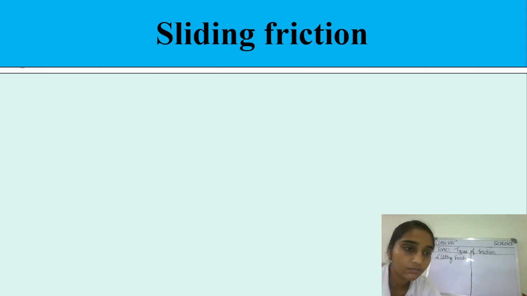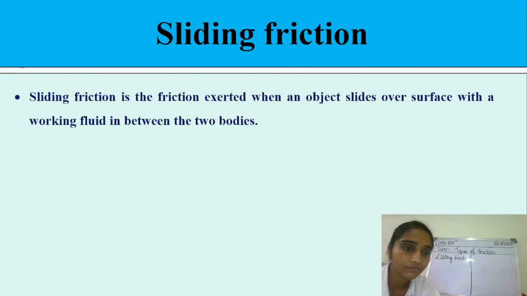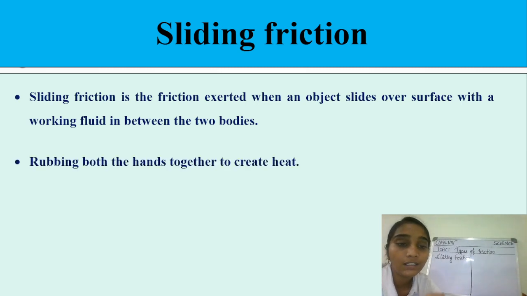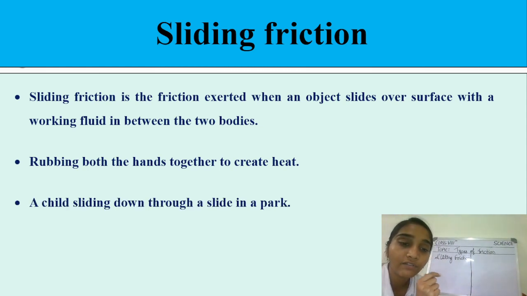Very good, students. Sliding friction is the friction exerted when an object slides over a surface with a working fluid in between the two bodies. We have seen that, right? Now, rubbing both hands together creates heat. When we rub our hands for a short period of time, it creates some kind of heat. So we can say that sliding friction creates heat.